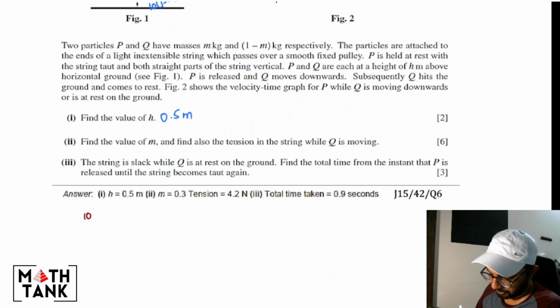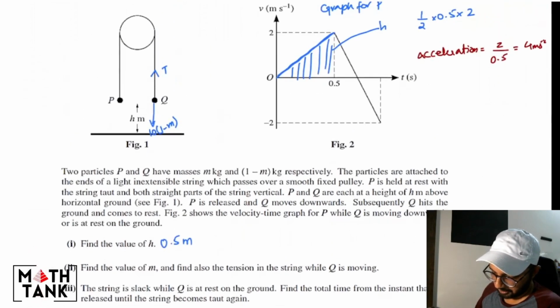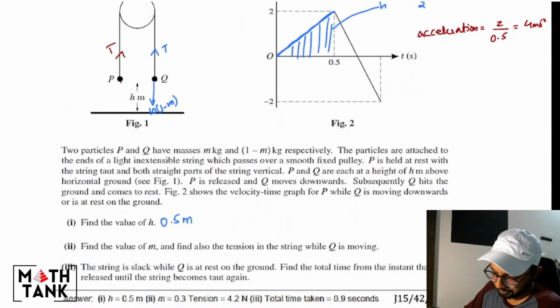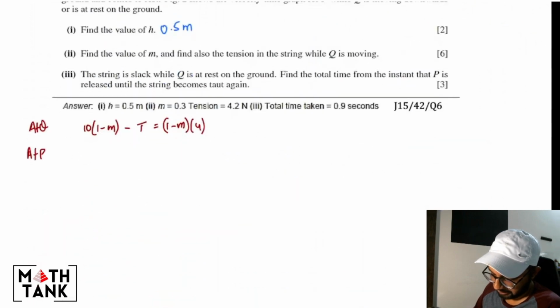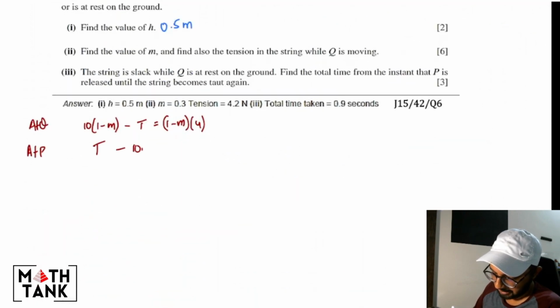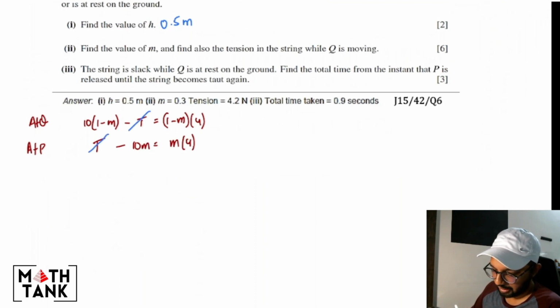So let's try to construct equations then. Particle Q is moving down, so 10 into 1 minus m, minus T, equals ma. So (1 minus m) into 4. This is happening at Q. At P, the particle is moving up. It has a weight of m, so I'm going to write 10m. So T minus 10m equals m into 4. Again, it's a set of simultaneous equations. I have two unknowns and two equations to solve.